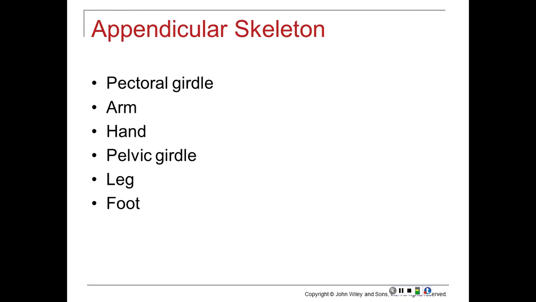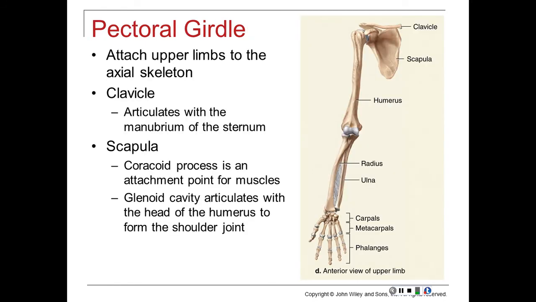Let's get to our appendicular skeleton. Here we have a pectoral girdle and a pelvic girdle, the arm, the hand, the leg, and the foot. So our pectoral girdle attaches the upper limbs to our axial skeleton. It's made of your clavicle and scapula. The clavicle, as we saw, connects with the manubrium of the sternum.